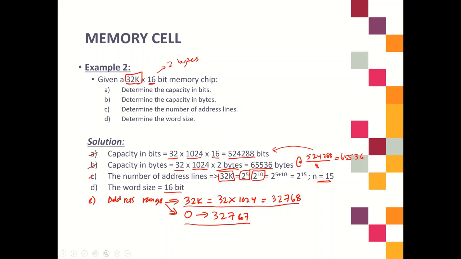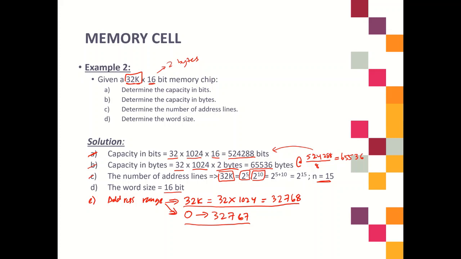And the question may be the memory cell. What is the memory cell for this memory? The memory cell actually uses the same formula as the capacity in bits. So you must remember all the formulas for how you can find the values: capacity in bits, capacity in bytes, the memory cell, and the number of address lines. The number of address lines is one of the important values that you need to know how to find. And of course the word size.